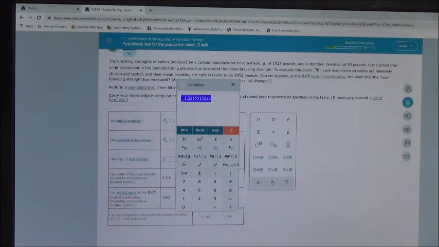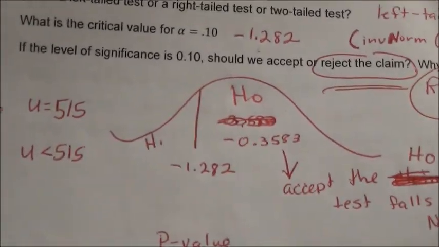The negative 0.358 happens to be greater than my test statistic, which is negative 1.282. Which means if I'm looking at my normal curve, my test statistic is in the null section of my standard normal curve. I'm going to show you what I have drawn on my paper here. And so there's my standard normal curve.